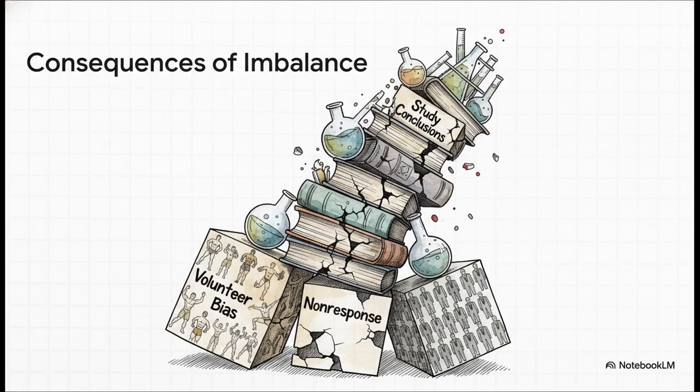Right, so the crucial point is that if these judgments are made poorly, the entire study can be compromised. For instance, if only the healthiest people volunteer for your study, that's called volunteer bias, your results might get skewed and look way too positive. Or if certain groups just don't respond, a problem we call non-response, then your findings might not apply to them at all. At the end of the day, flawed sampling can lead to seriously flawed conclusions that can misguide both science and medicine down the road.